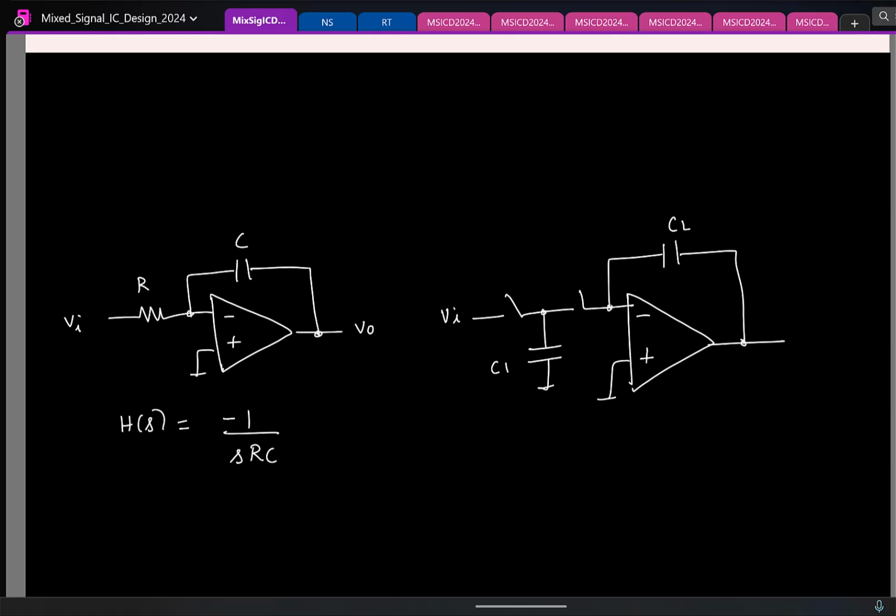Now if I do that, you will find that the transfer function of this will be C1 by C2 times minus 1 by 1 minus blah. So now you see things depend on ratios of capacitors. So this is much better.